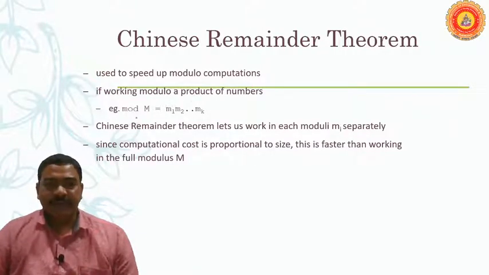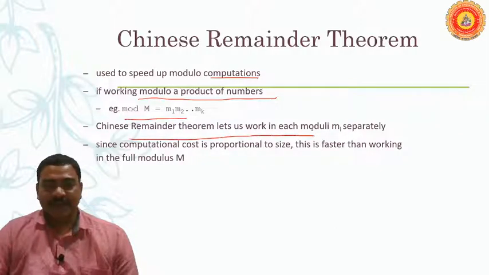Chinese remainder theorem is used to speed up the modulo computations. It works modulo a product of numbers, where mod m is m1 times m2 up to mk. The Chinese remainder theorem lets us work in each modulus mi separately. Since computational cost is proportional to size, this is faster than working in the full modulus m.